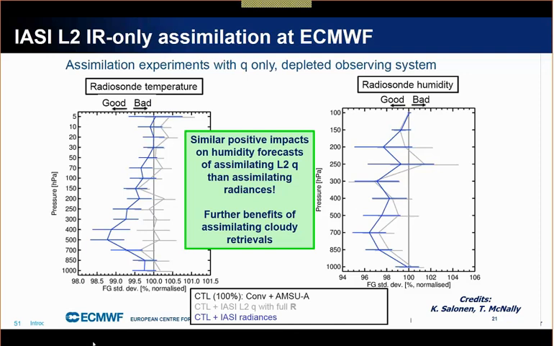So by assimilating IASI level 2 humidity, we don't degrade the temperature information in the model, but we don't improve it either at this stage. But by assimilating the IASI level 1 radiances in blue, we improve the forecast in humidity, and by assimilating the level 2 products, we improve the humidity forecast to relatively the same amount as the radiances. So that was the good information. And this was only clear sky with the best retrievals.